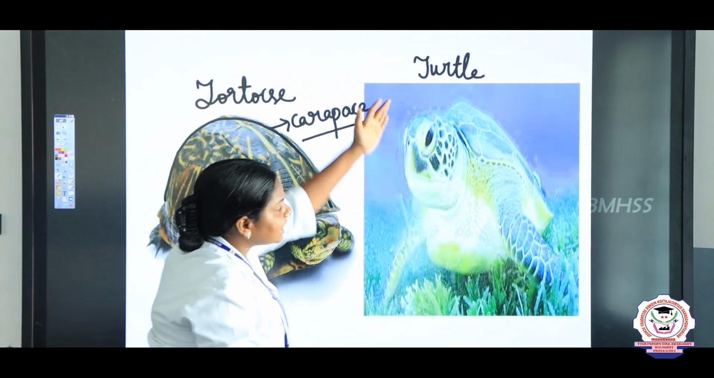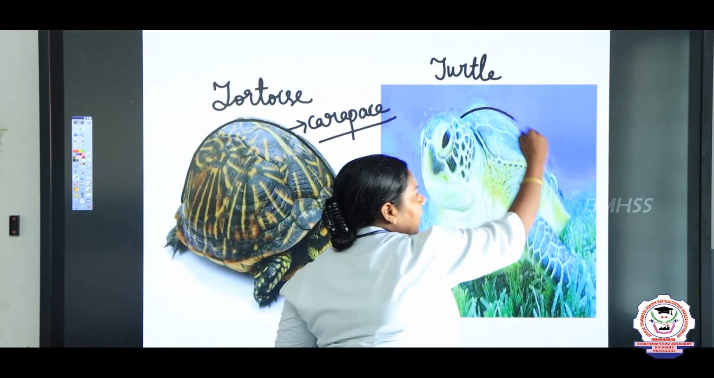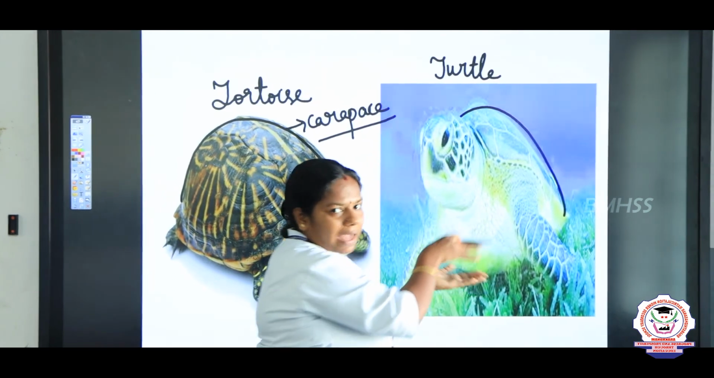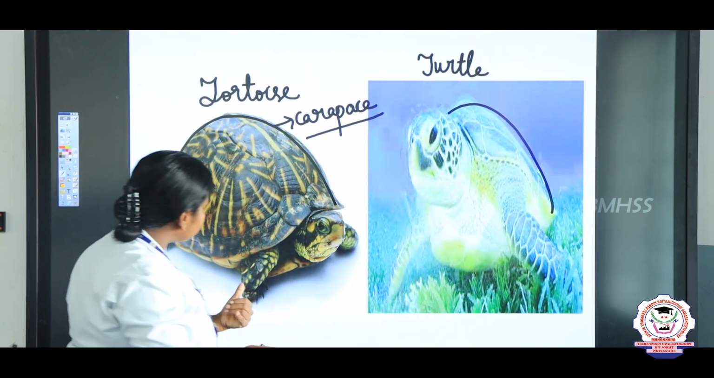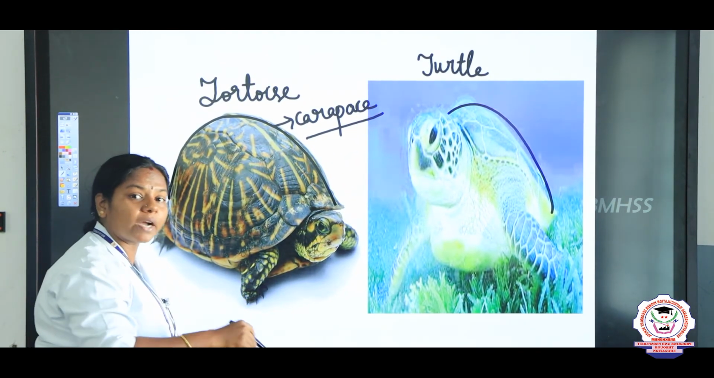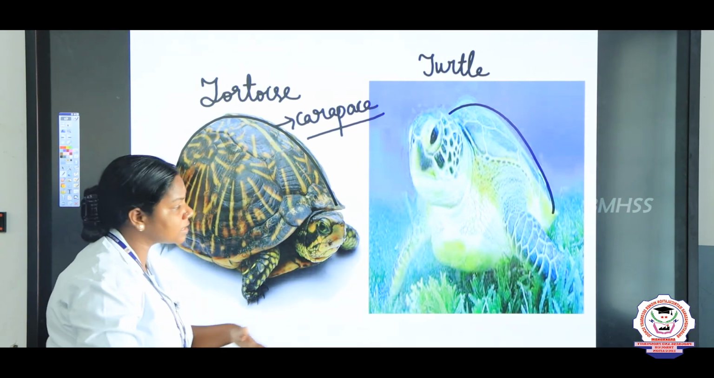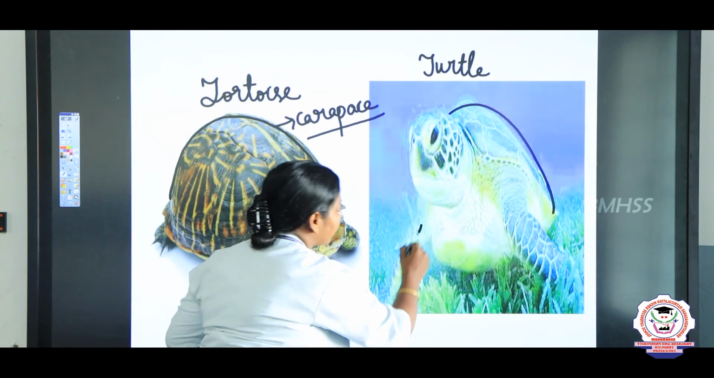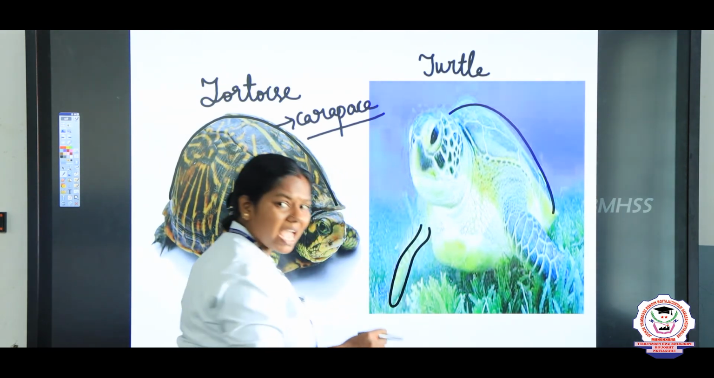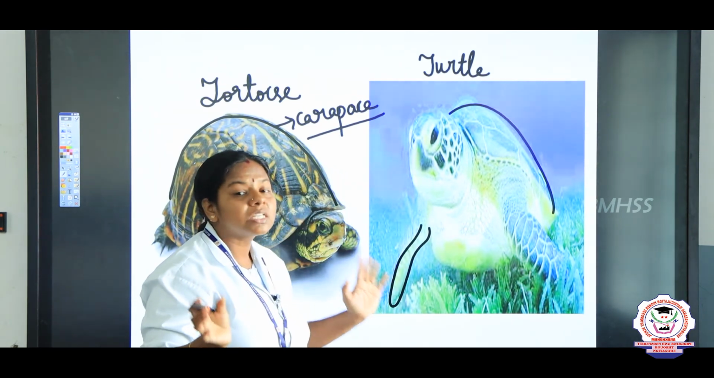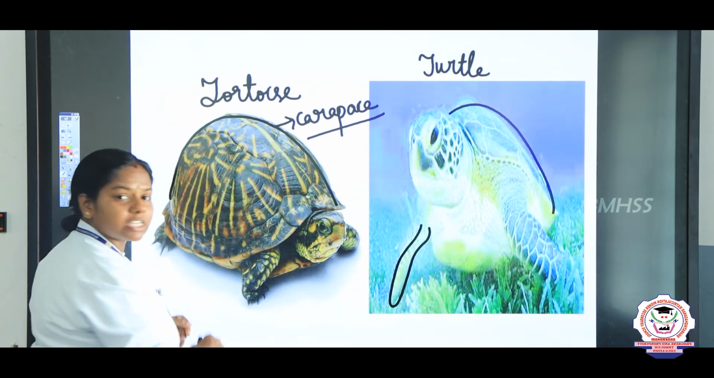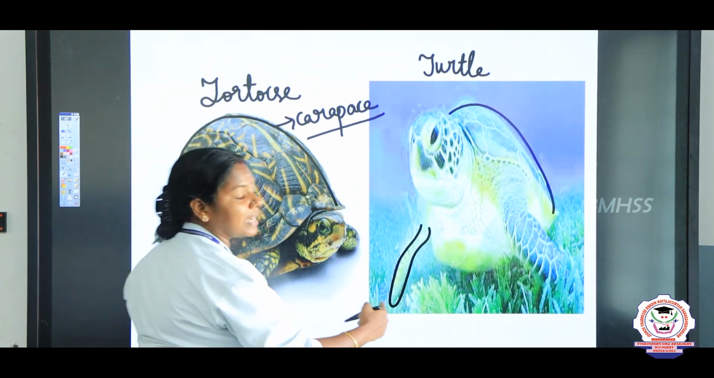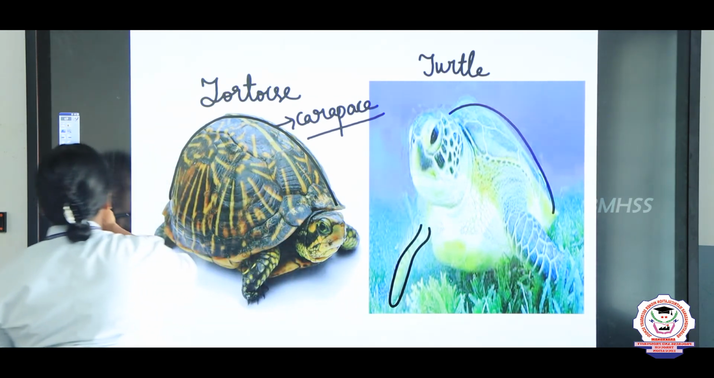But in the turtle, you can see the carapace is thin and flattened. In the tortoise the limbs are modified for walking and they have claws. But in the turtle the limbs are modified into webs for swimming. So this is the main difference between the tortoise and the turtle.